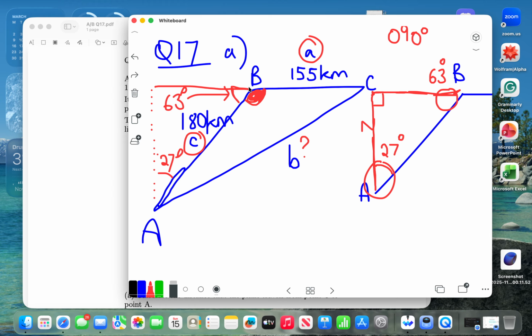I say imaginary because it's not part of the plane's path, it's just a line we are drawing to help us with the angles. This should be horizontal, but it's not because it's hard to sketch it on here. Now this angle along to here is 180, so this angle 63 plus the shaded angle is 180, and the shaded angle is 180 minus 63, so that's 117 degrees.